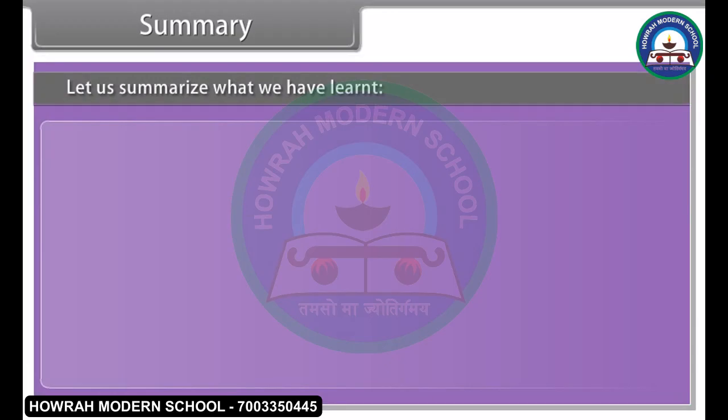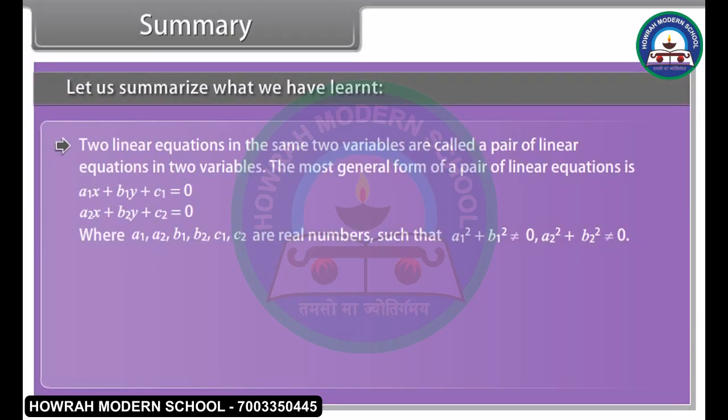Let us summarize what we have learned. Two linear equations in the same two variables are called a pair of linear equations in two variables. The most general form of a pair of linear equations is a1x plus b1y plus c1 is equal to 0, a2x plus b2y plus c2 is equal to 0, where a1, a2, b1, b2, c1, c2 are real numbers such that a1 square plus b1 square is not equal to 0, a2 square plus b2 square is not equal to 0.